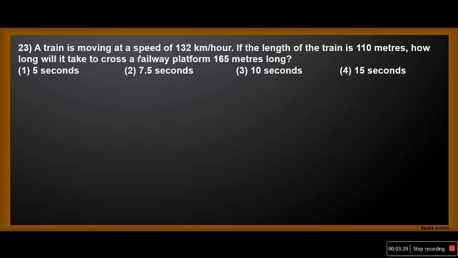A train is moving at a speed of 132 km per hour. If the length of the train is 110 meters, how long will it take to cross a railway platform 165 meters long? Now, what is the speed of the train given? 132 km per hour. So, convert this into meters per second. So, 132 into 5 by 18. What is the formula for speed? Speed is equal to distance by time.